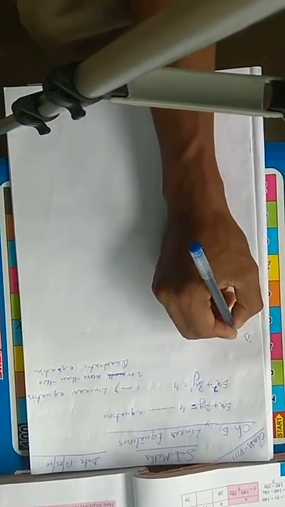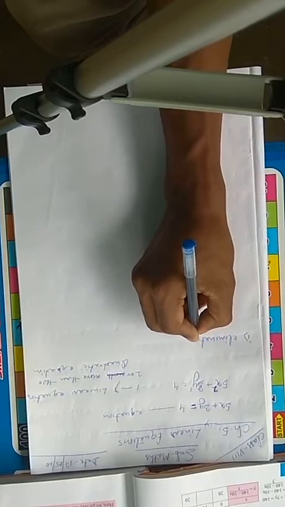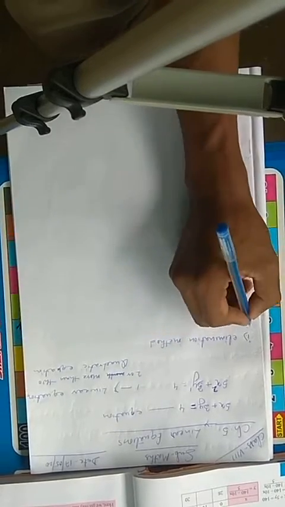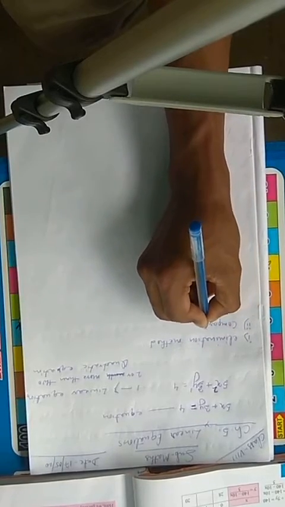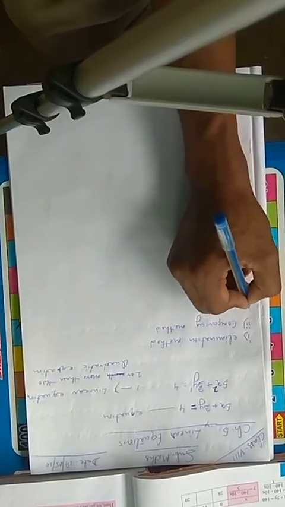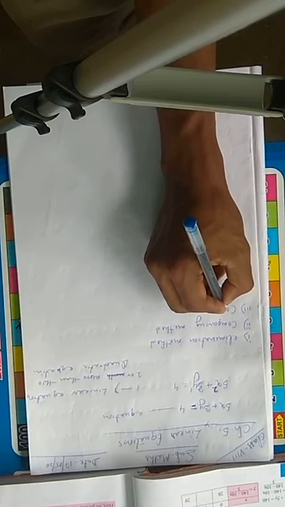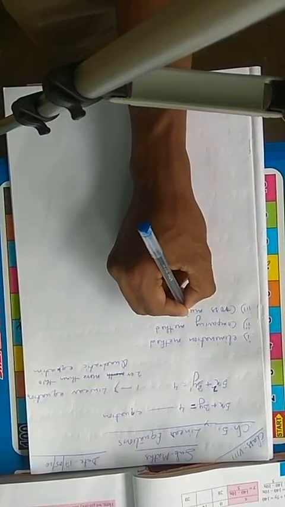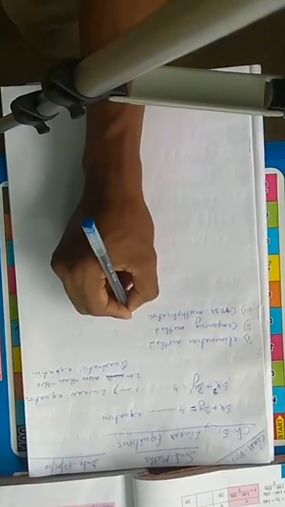First method is elimination method. Number 2 is comparing method. And number 3 is cross multiplication method.